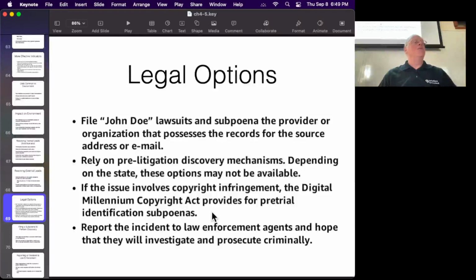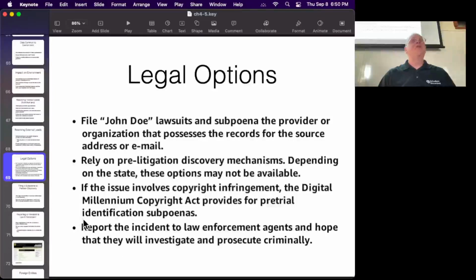Another thing you can do is report it to law enforcement and hope they will investigate it. This is, of course, a real iffy thing because you don't control the law enforcement, and so you don't know if they will investigate it. And you also don't know what they will do. And if they decide, for example, that it is your fault and start investigating you, you might be sorry you called them. So, you may not want to do this.